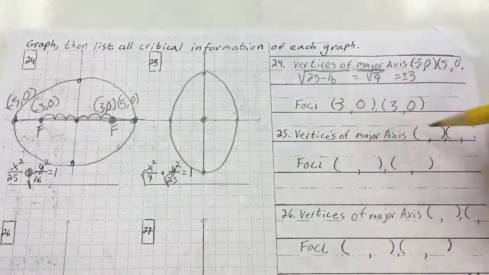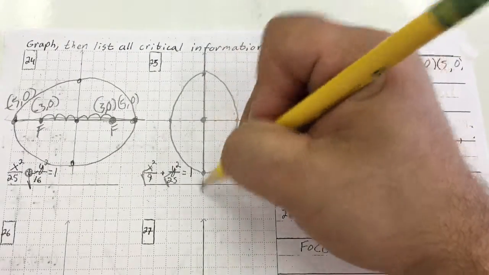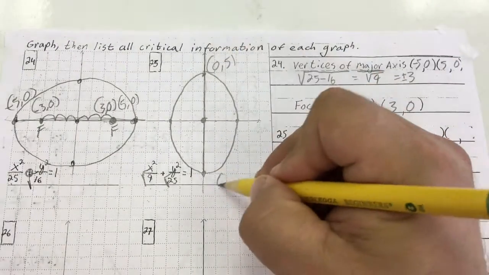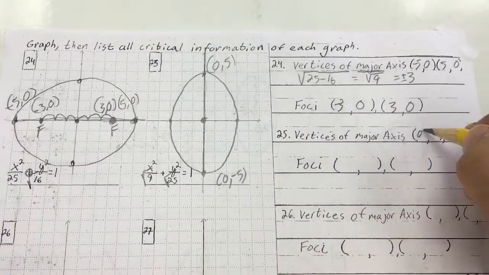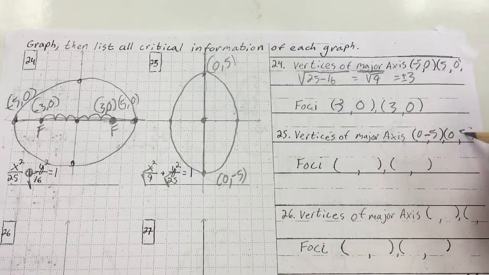Now, the vertices of the major axis are going to be located here and here, because once again, it's the long side. So that's 0, 5. And this one is 0, negative 5. So I'm going to label those as 0, 5. I should put the negative first. It doesn't matter. And 0, 5.